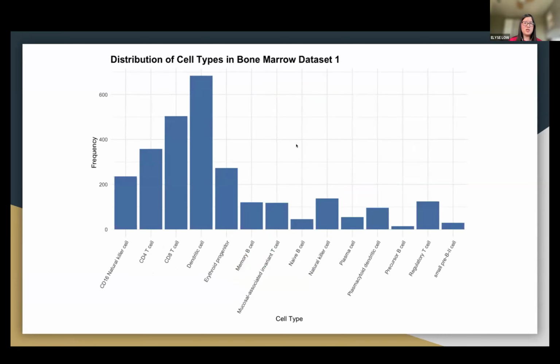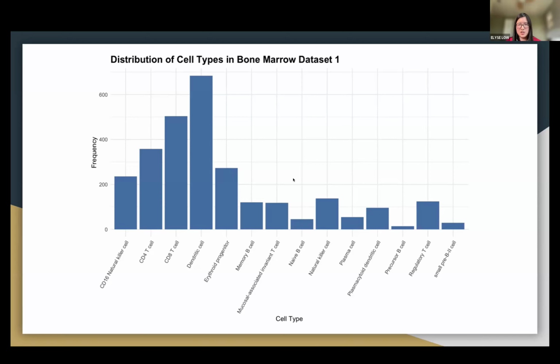I also wanted to show a general distribution of the cell types that I got for bone marrow dataset 1. As you can see in this bar plot, the most common cell type was dendritic cell. The second most common one was a T cell, specifically CD8 T cell. Then it was CD4 T cell, erythroid progenitor, and CD16 natural killer cell. The other cell types were less frequent, but nevertheless still able to be identified in the data set. So in total, I was able to identify 14 cell types, which was about 70% of the 21 cell types that were initially given.